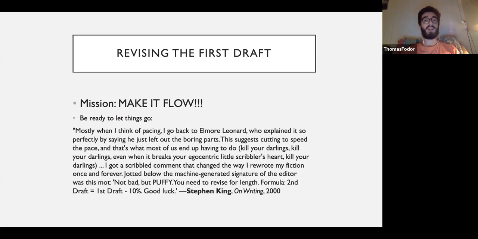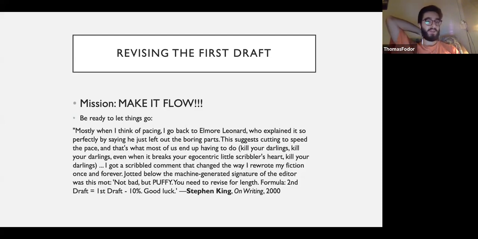This suggests cutting to speed the pace. That's what most of us end up having to do. Kill our darlings, even when it breaks your egocentric little scribbler's heart. Kill your darlings," which is basically him saying that there are going to be parts of a story, of our essays, and of course for him it was fiction writing, that are going to be things that we love, but things that we have to cut.